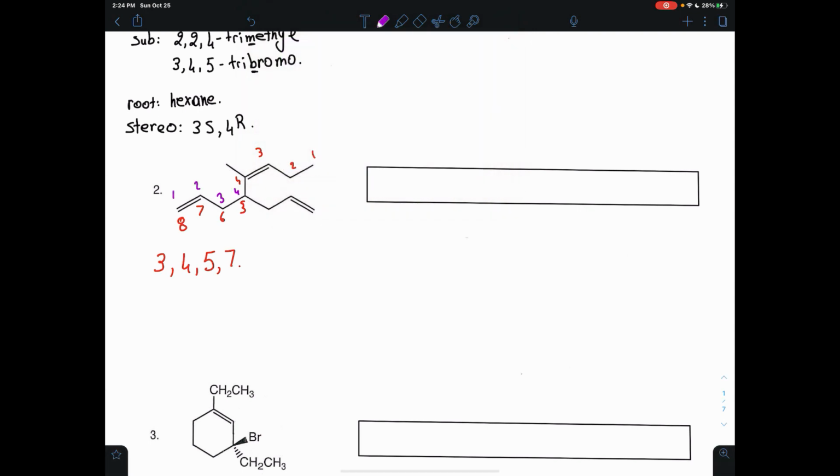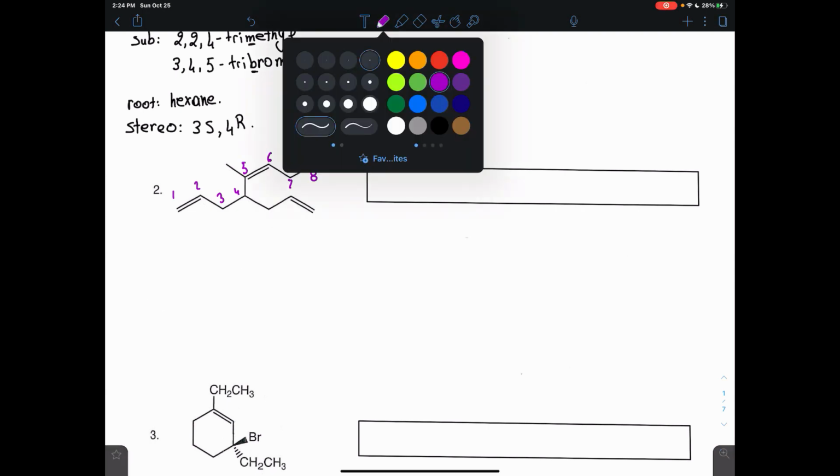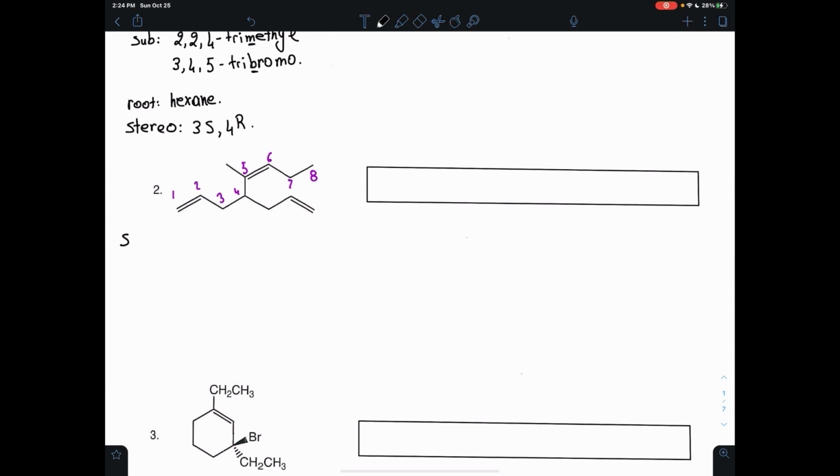2, 3, 4, 5, 6, 7, 8. So now I have a group on number 1. Immediately the purple wins, so I can erase the 1, because remember, you're looking at the first point of difference, right? So let's start with subs.